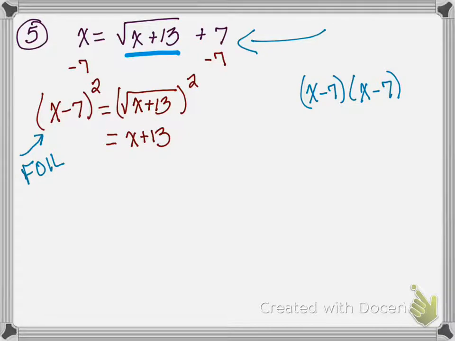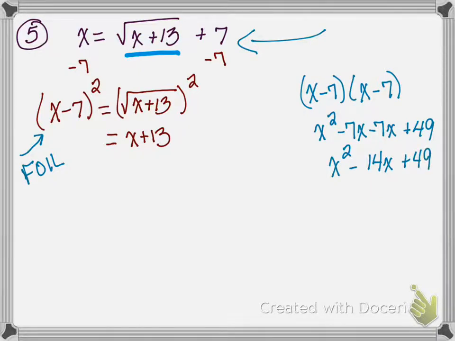So I have x times x, that's x squared. X times negative 7 is negative 7x. Negative 7 times x is negative 7x. Negative 7 times negative 7 is plus 49. So I have x squared minus 14x plus 49, and that is my trinomial. I am going to write that down over here for my x minus 7 squared: x squared minus 14x plus 49.